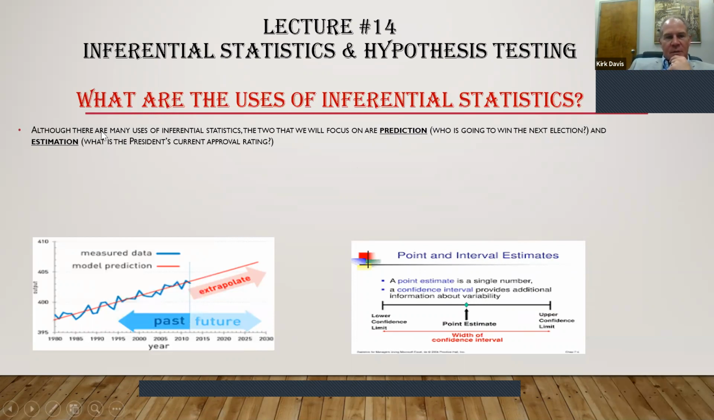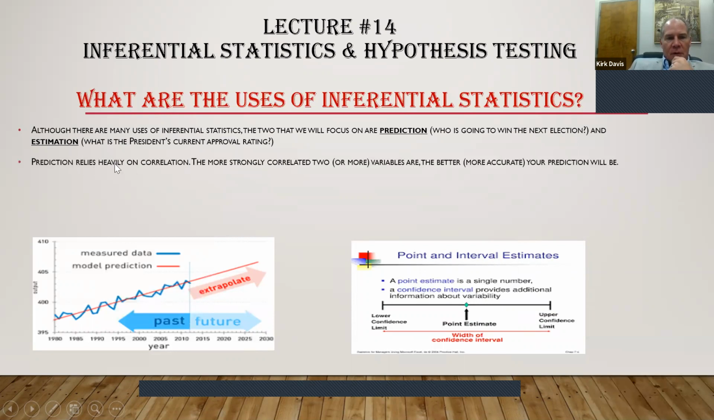And the other one is estimation. So we can say, what is the president's current approval rating? What percent of the population has diabetes? Prediction relies heavily on correlation. That's a topic we talked about earlier. And in fact, the stronger your correlation, the more strongly associated your 2 variables are, the better your prediction will be. And that relies on the equation for a straight line that I showed you in the previous lecture.